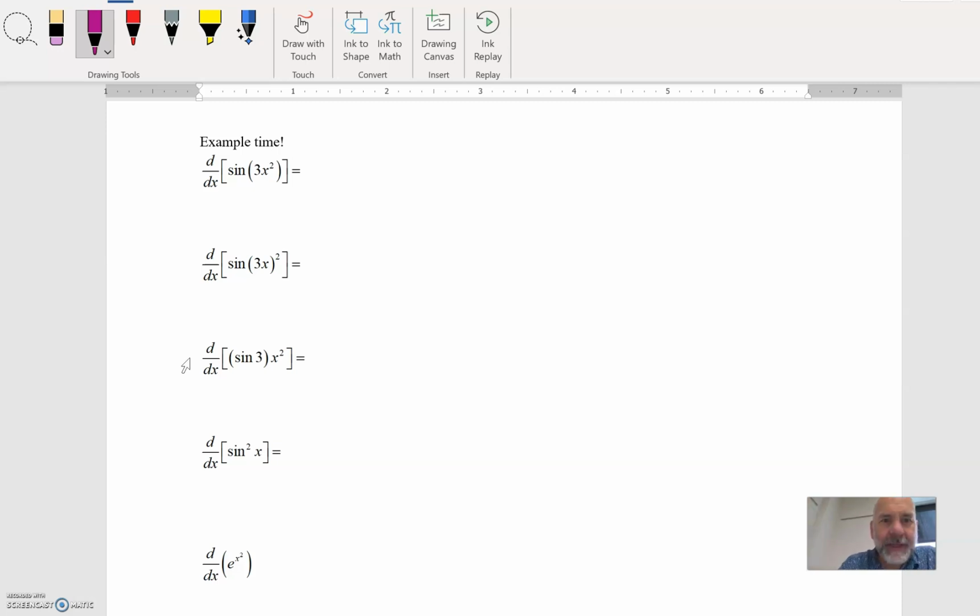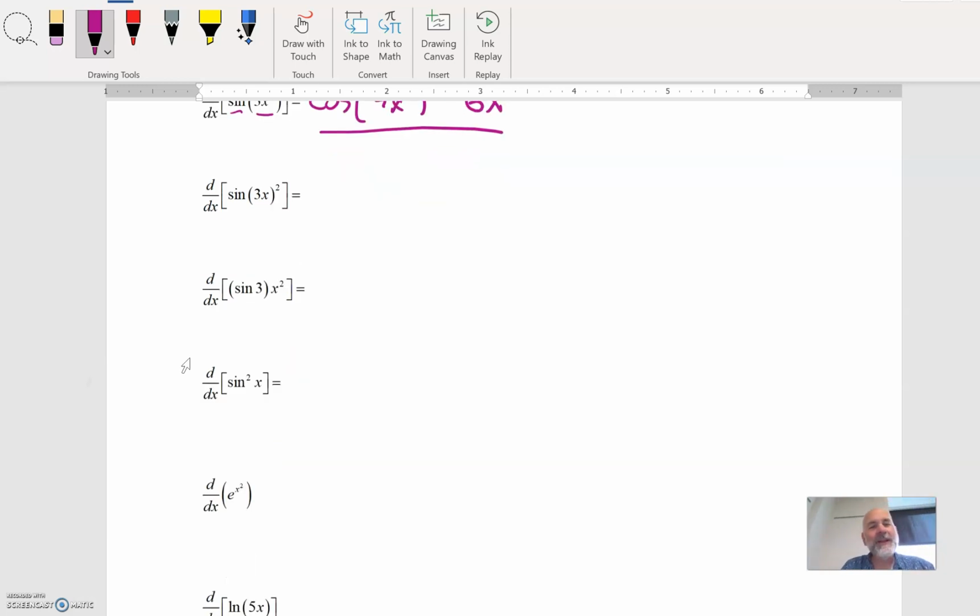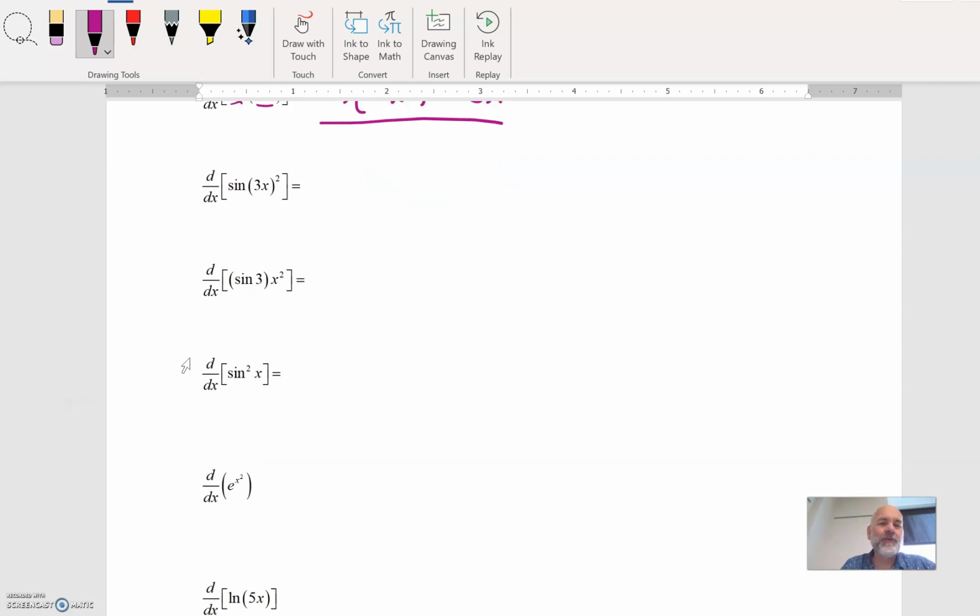When you're looking at a problem like this, the key thing to do is identify what's the outside and what's the inside, and then just know the chain rule. So it's the derivative of the outside. I'm doing the derivative of sine of something, and I don't worry about what that something is. I just say it's cosine of something with the inside intact times the derivative of the inside. And that's the chain rule. Now why don't you try some of these examples right now?